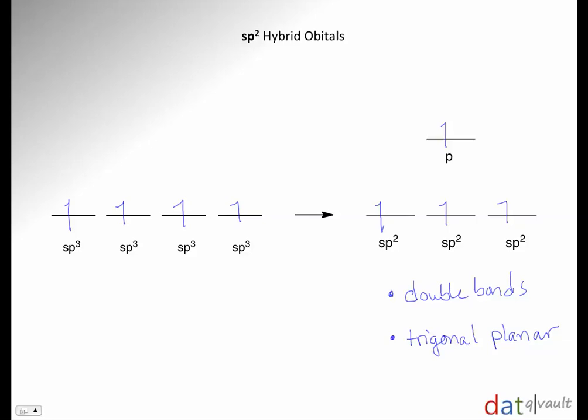So we're no longer tetrahedral, we go to trigonal planar. This is because we form a p orbital, and then that p orbital will interact in what's called a pi bond. And these sp2 hybridized orbitals still participate in sigma bonds.